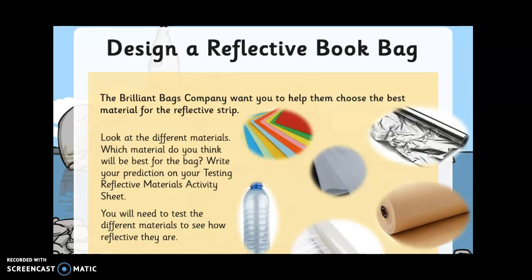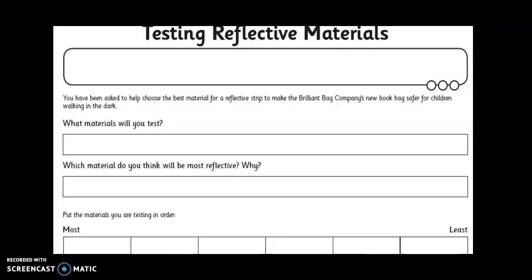Look at the different materials. Here we have colored cardboards, aluminum foil, tracing paper or sandwich paper, craft paper. We have a plastic wrap and a plastic bottle. Which material do you think will be best for the bag? Write your prediction on your testing reflective materials activity sheet, and you need to test the different materials to see how reflective they are. This is the testing reflective material.